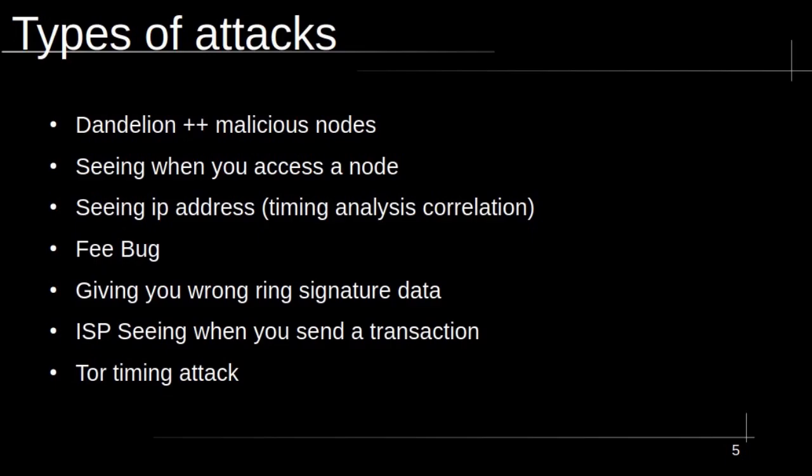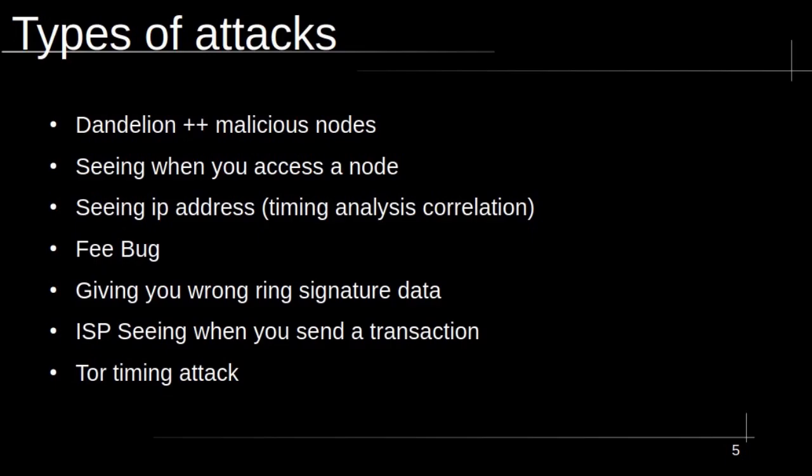Also, malicious nodes can give out high fees just to screw with you. This high fee bug, I don't know if it's been fixed yet, but it has happened to people. So if you're just connecting to a random node, they could give you a high fee just to troll you, and you'll lose extra Monero without realizing it, which is obviously bad.